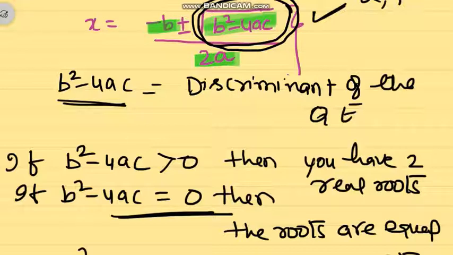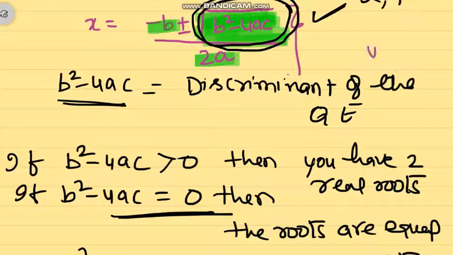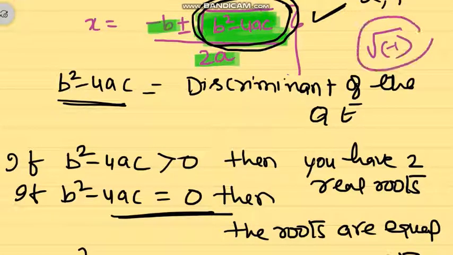Now if it is less than 0, you will get a negative in this b square minus 4ac part. You will get something negative inside the root, and negative inside the root is completely imaginary. So these are the three situations which will come when you solve questions using this quadratic equation formula.